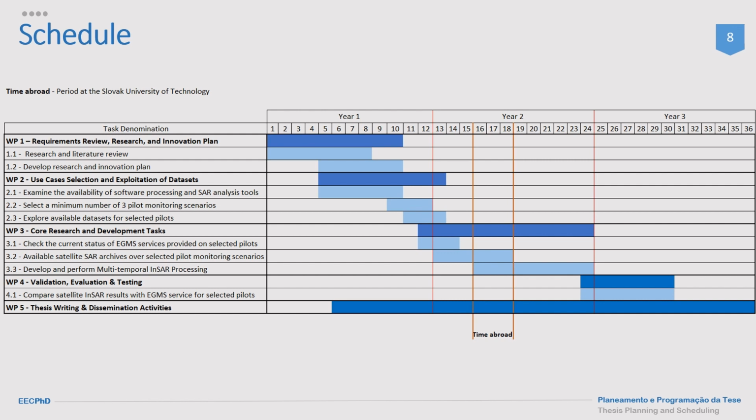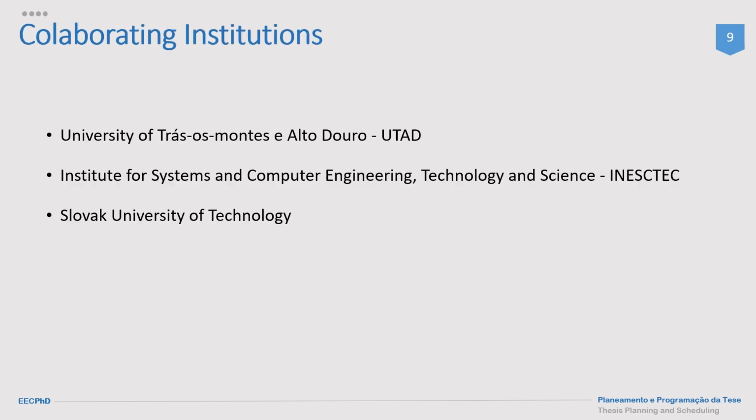This work plan predicts 5 main work packages planned for 3 years. Work 1 is the literature review and identifying the research question. Work 2 is what I'm doing now, with the use of software for multi-temporal InSAR, identifying and exploring existing datasets and other methodologies. Work 3 is to develop and perform multi-temporal InSAR processing with a new approach. In work 4, I will validate and evaluate the approach developed, and work 5 is writing the thesis and publishing articles. The host institutions for my work plan are UTAD, INESC, and Slovak University of Technology.